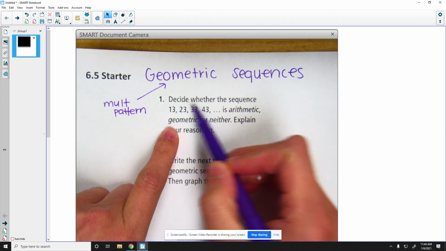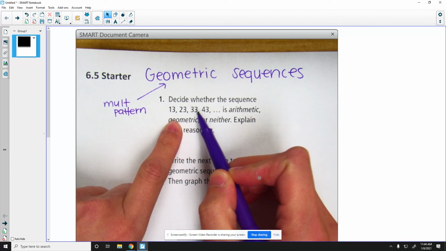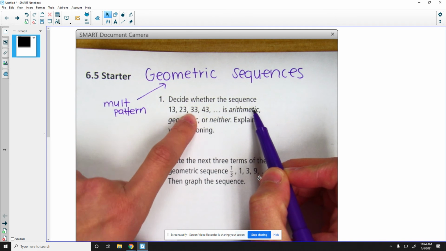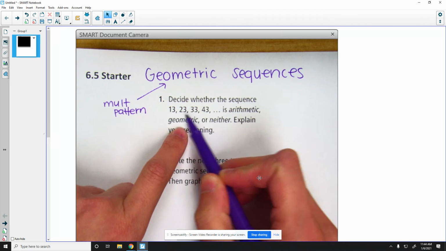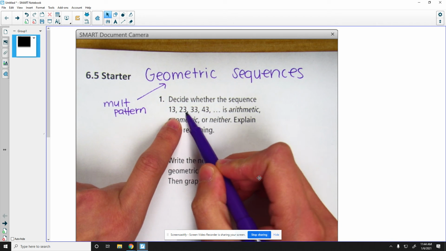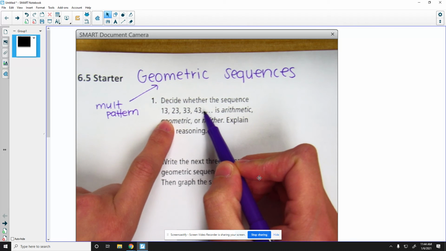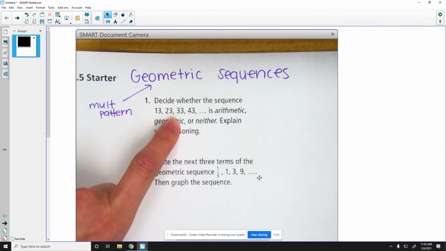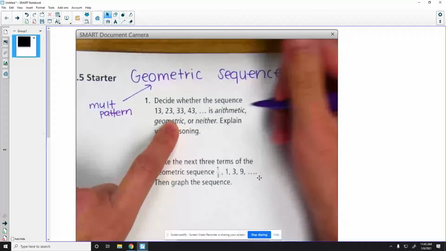All right, so let's do this. Number 1, decide whether this sequence of numbers is arithmetic. So are you adding, subtracting? Or is it geometric? Are you multiplying? Or is it neither? And then explain your reasoning. So look how you get from one number to the other. Can someone raise their hand if they think they know? Andrew, go. Why?